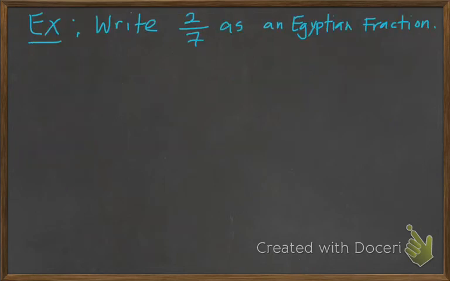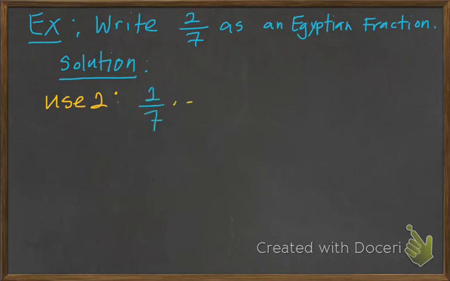All right, so our first example: write 2/7 as an Egyptian fraction. Now here, this is not written as an Egyptian fraction simply because I have a number that is not 1 in the numerator. So the first thing we'll do for our solution is we'll use 2. So I will multiply the numerator and the denominator by 2, 2 over 2.